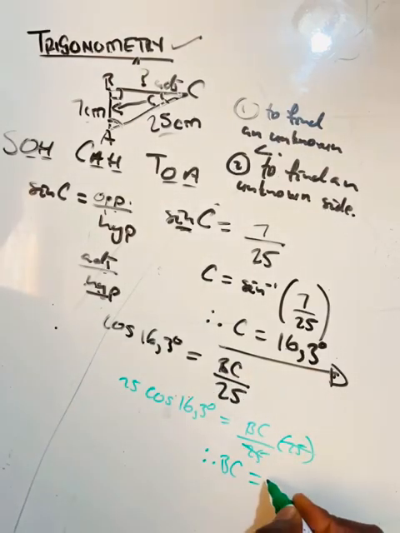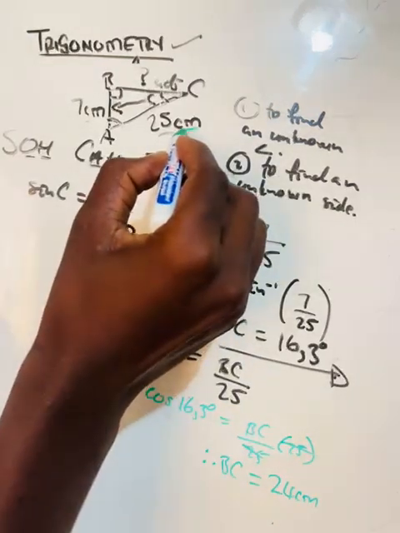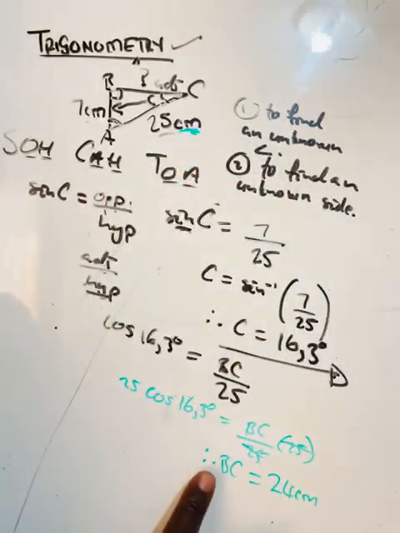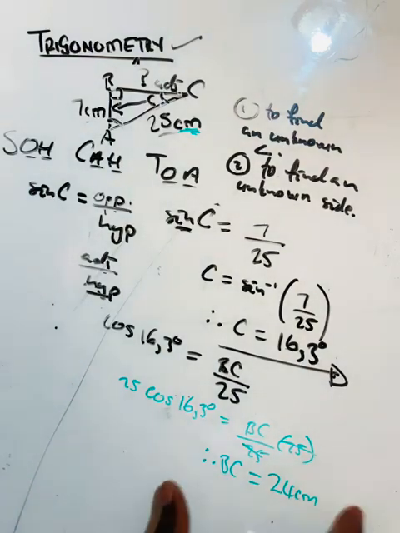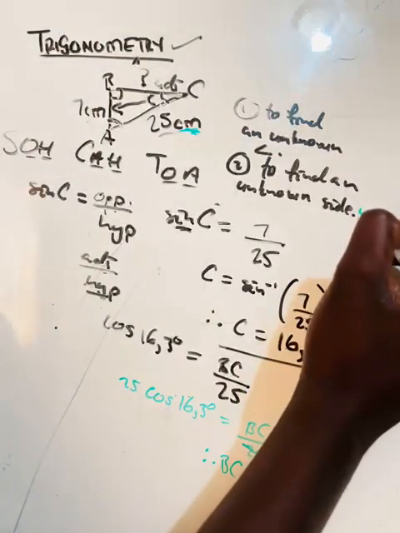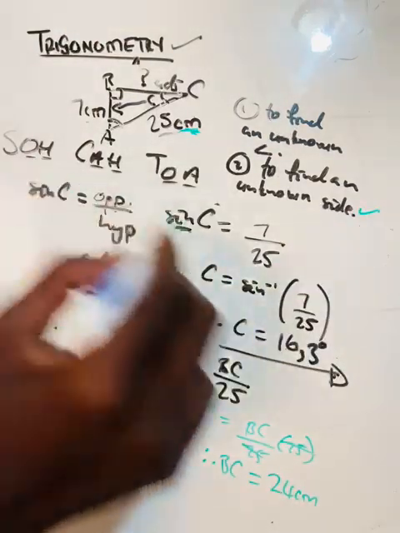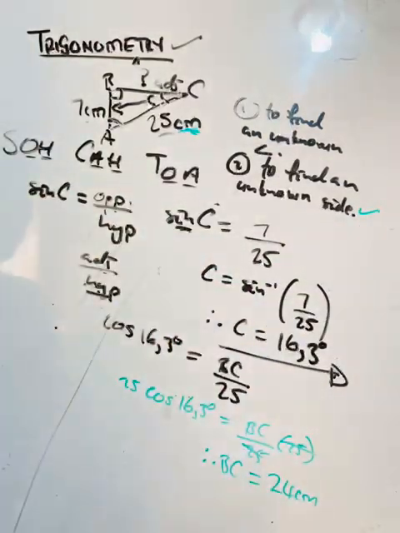So now I write 24 centimeters. I must remember the unit of measurement because here I was given that it is centimeters. So I say therefore side BC is equal to 24 centimeters. And just like that, I have solved for an unknown side using trig ratios.